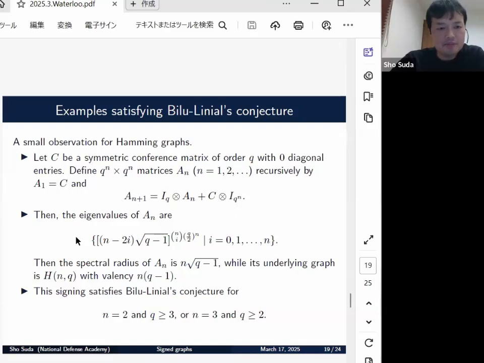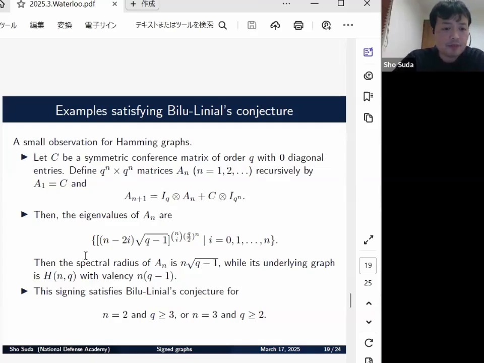Then, we can explicitly calculate the eigenvalues of this matrix A sub n. It's a multiset, where each eigenvalue is n minus 2i times the square root of q minus 1, and the exponent is of course its multiplicity. So we can determine its spectrum with eigenvalues and multiplicity explicitly.